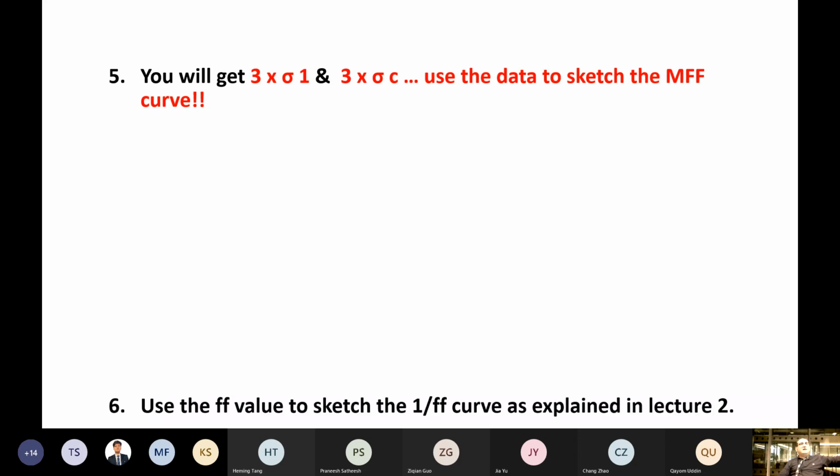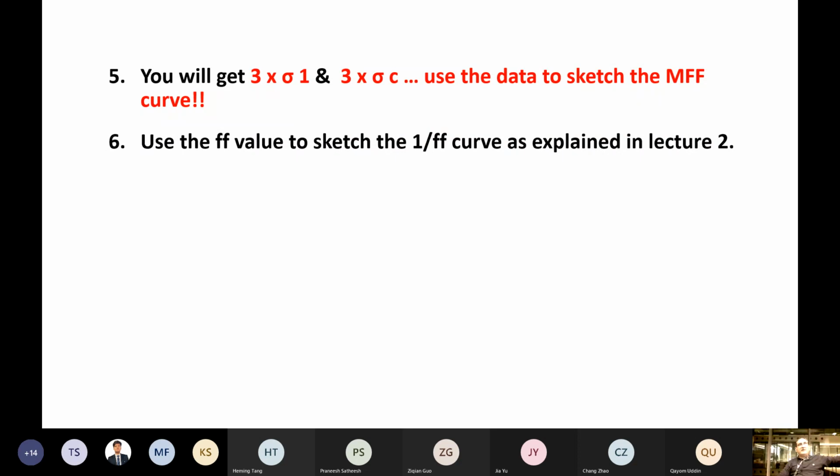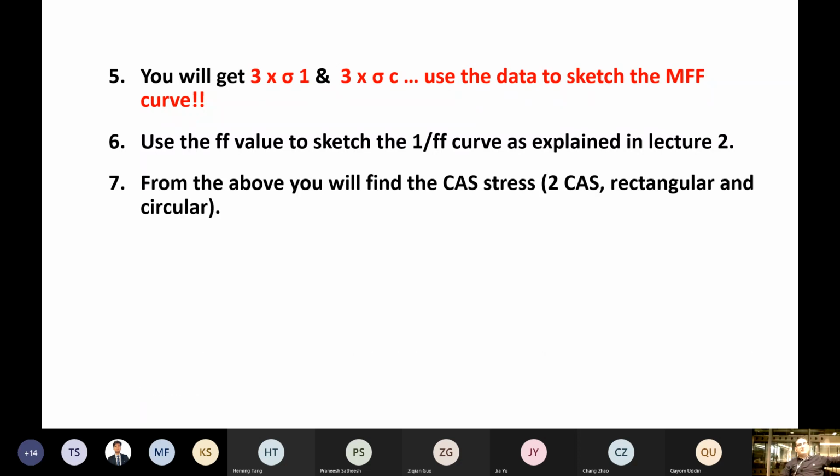And we're going to use these data to sketch the MFF graph. And then we're going to use the FF value we found. We found 2 values. One is going to be for the conical outlet. The other one is going to be for the symmetrical outlet. And then we're going to sketch 1 over FF. We are going to find 2 values for the CAS. One is going to be for the rectangular, and the other one is going to be for the circular outlet. Now, I can find the CAS value, find the H theta twice, one for the symmetrical, one for the circular, find the D minimum.